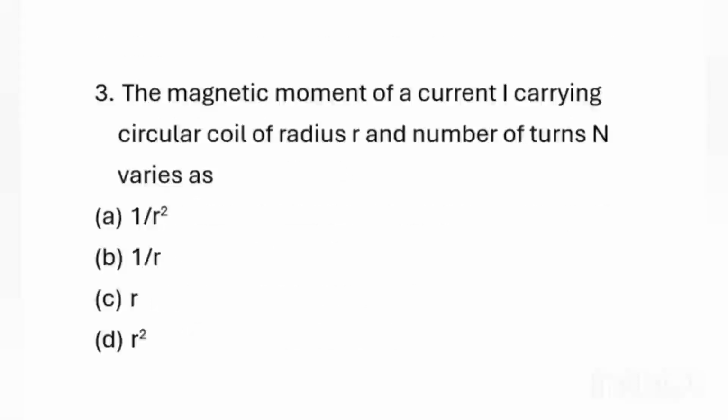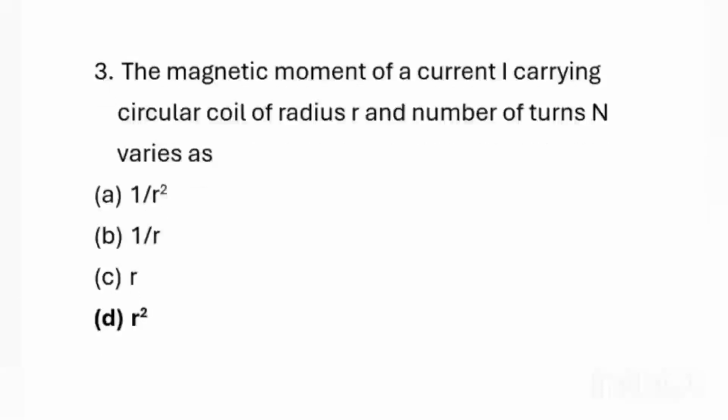Question number 3. Magnetic moment of a current I carrying circular coil of radius r and number of turns n varies as option A 1 by r square, option B 1 by r, option C r, option D r square. Here the correct answer is option D r square.